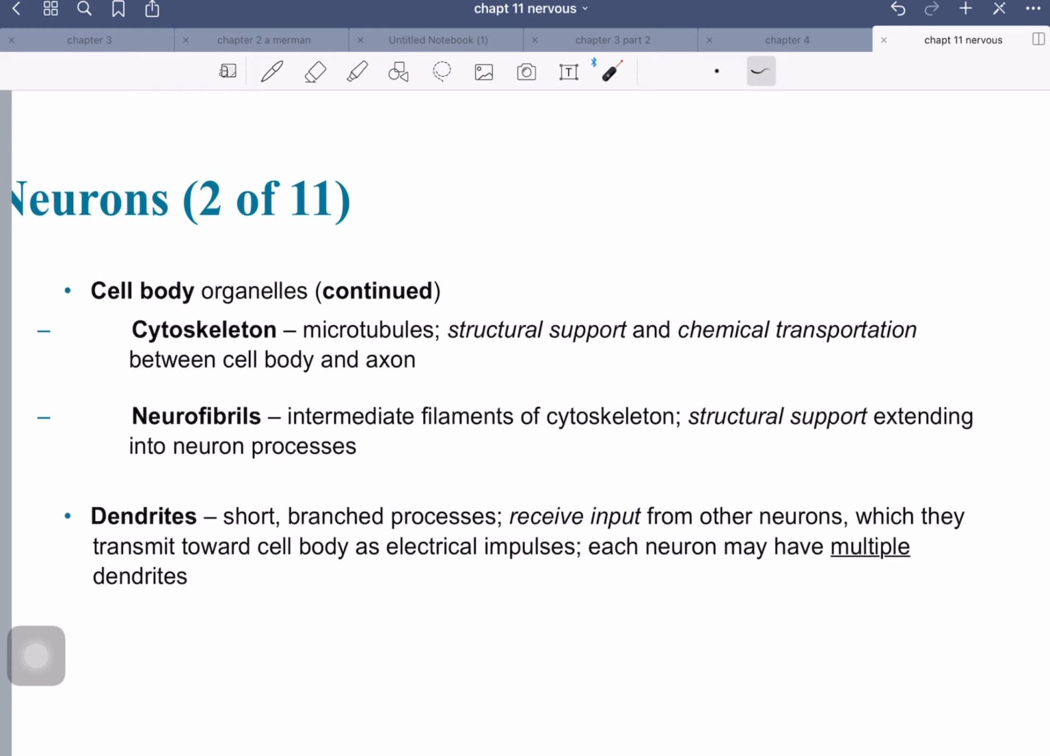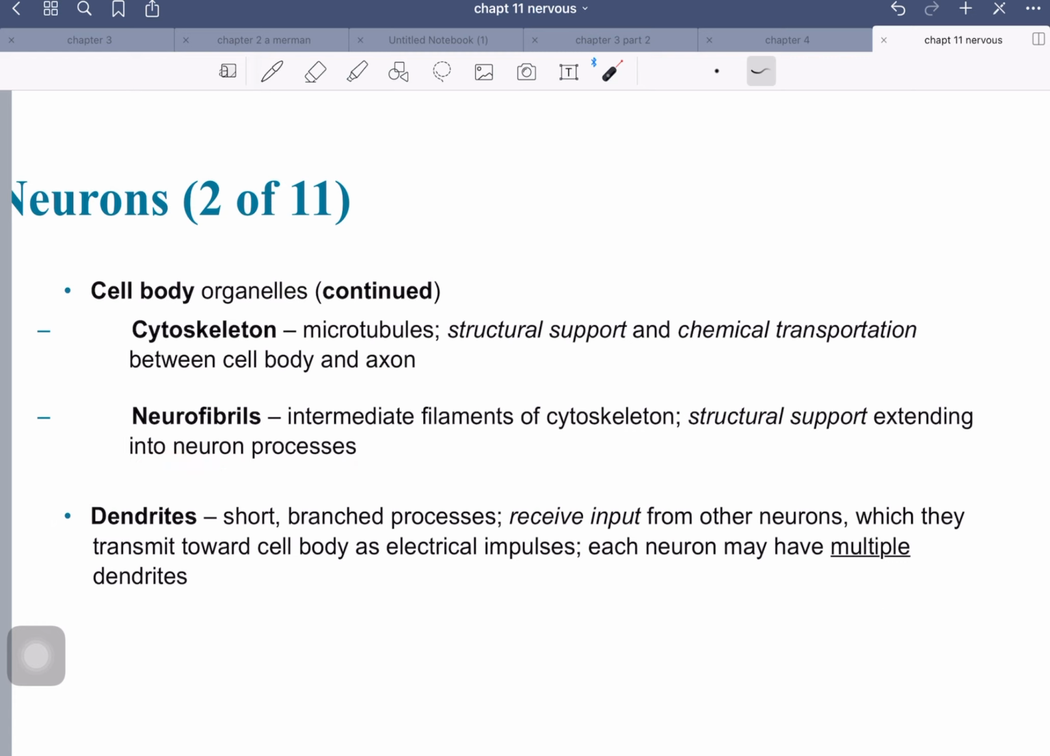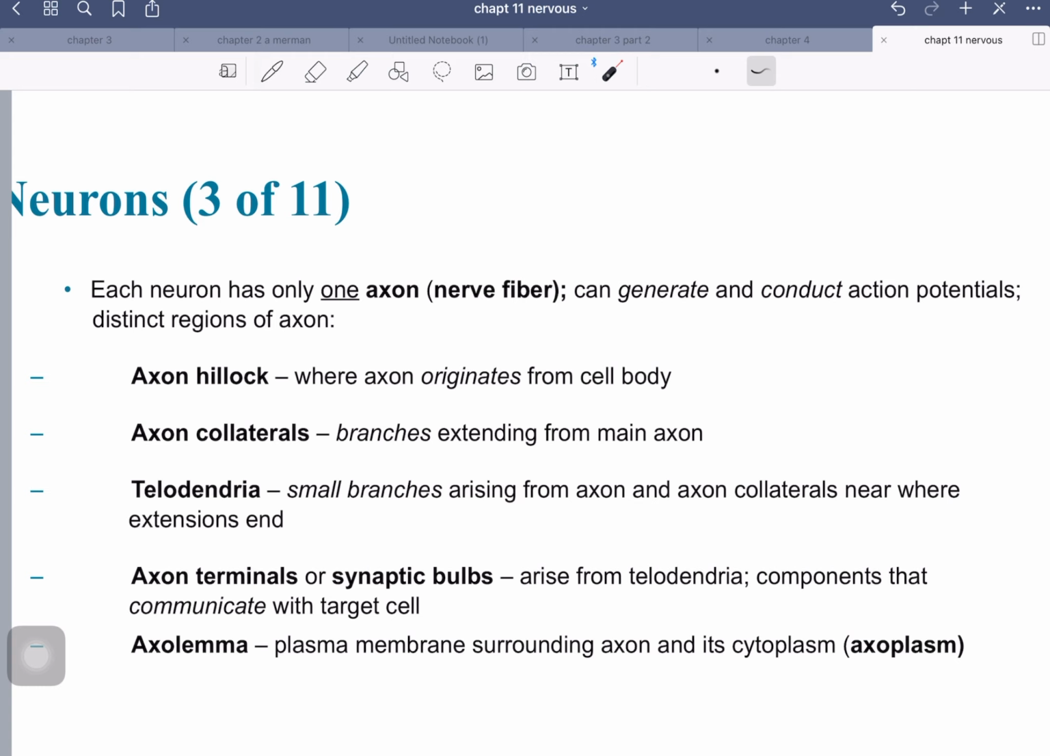Now, we also have the dendrites, and depending on what type of neuron you're looking at, they have different appearances. But typically they're short branched processes, and really typically they receive information from other neurons. And information is transmitted from the dendrites to the cell body. Now, each neuron can have multiple dendrites. And as I said, there's multiple shapes for different categories of neurons, but we'll have a look at that shortly.